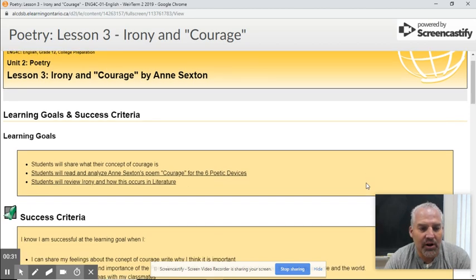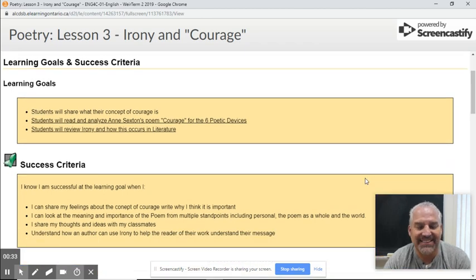So looking at our learning goals and success criteria. You're going to be able to understand what your concept of courage is. So this poem, like most poems, will ask us to reflect and think about the world we live in. And for your world, we're going to talk about what's the concept. What is your concept of courage?